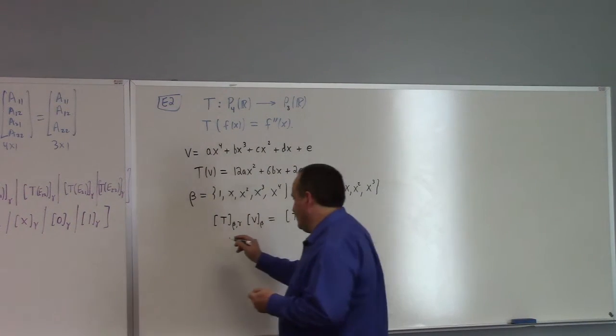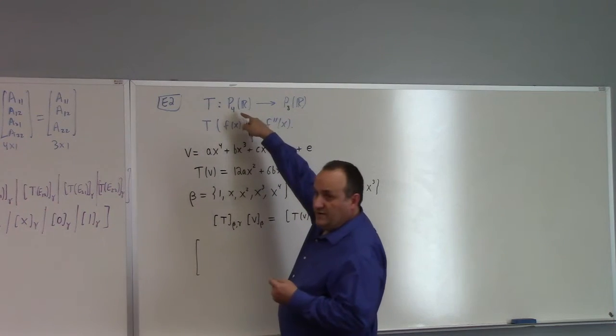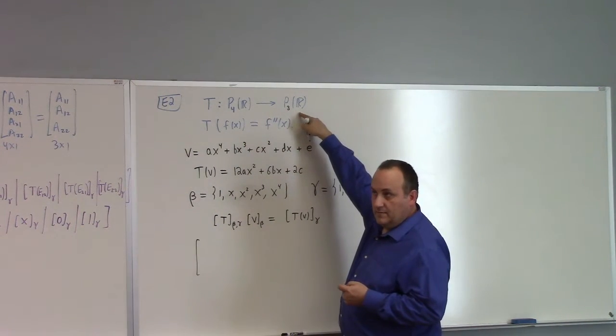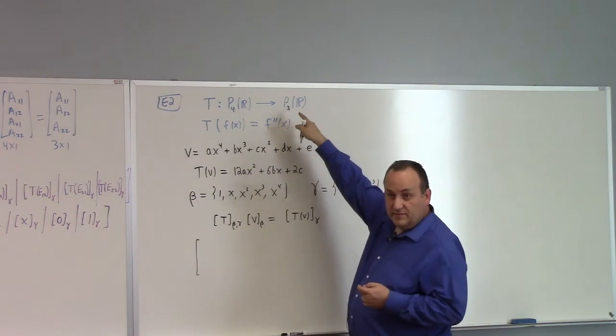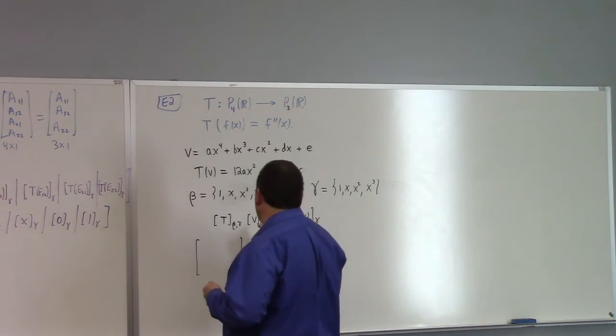All right, so let's fill in the blank here. What are we looking for? We're going from 5-dimensional to 4-dimensional, so we're looking for a 4x5 matrix. What's the coordinates of v?